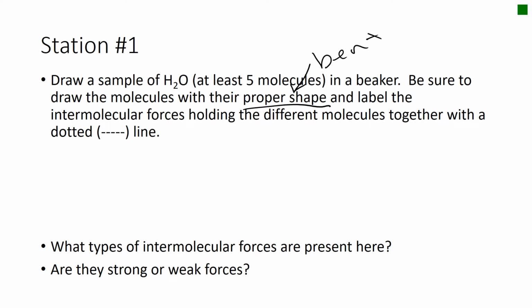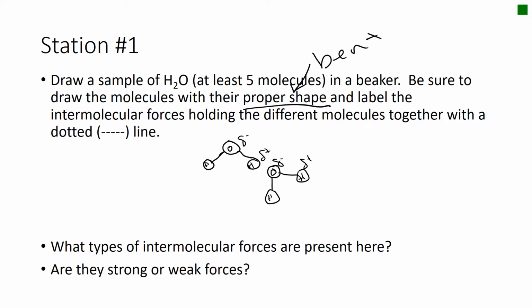Okay, so what we need to do is draw some water molecules. I'm going to draw it like this. So we've got our O's and our H's. Here's one water molecule. And this is our negative. This is going to be our positive. And so what is the H going to be attracted to? Well, it's going to be attracted to a negative, which would be the O. And so this would be negative, this would be positive.